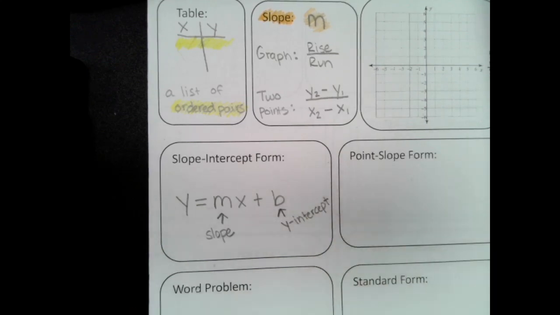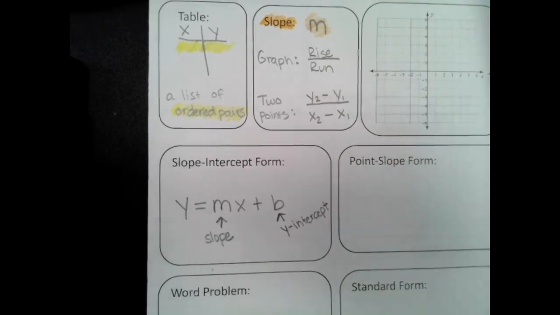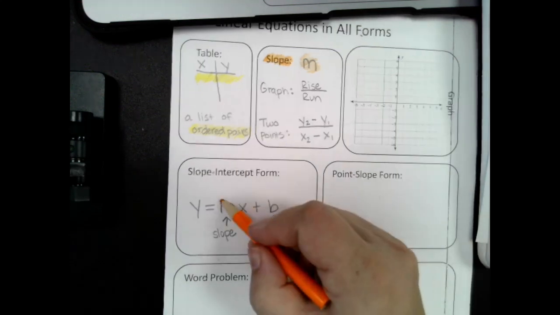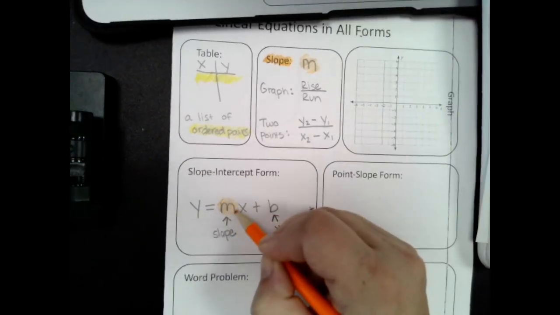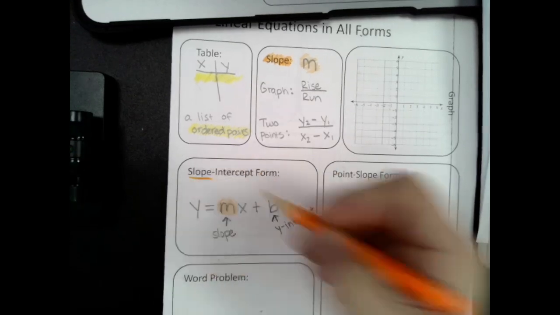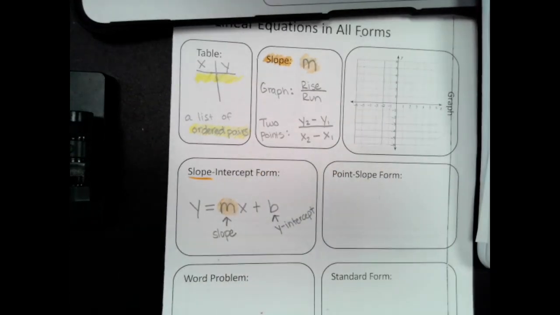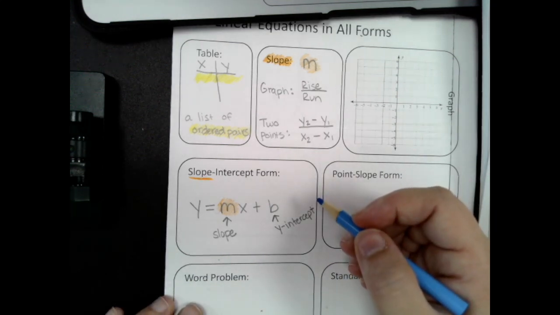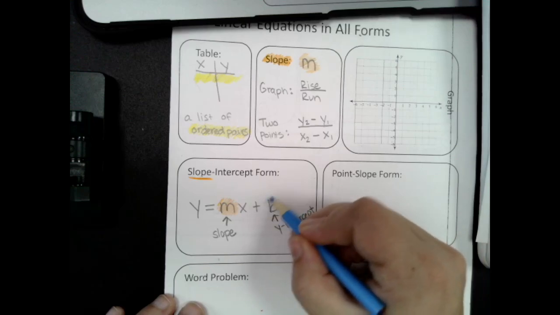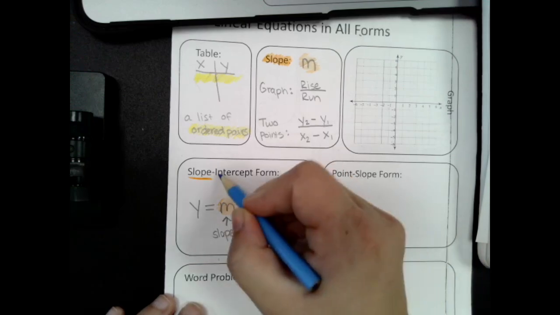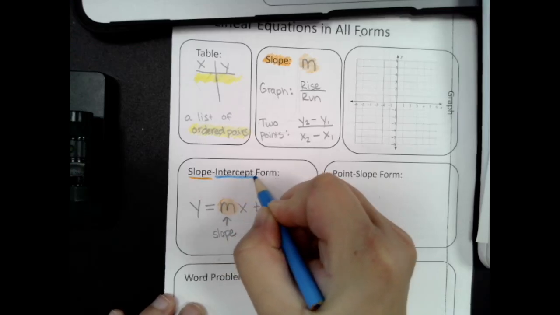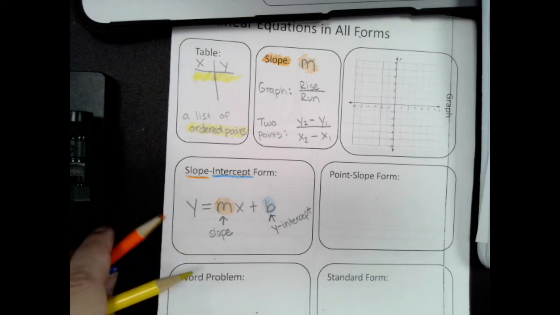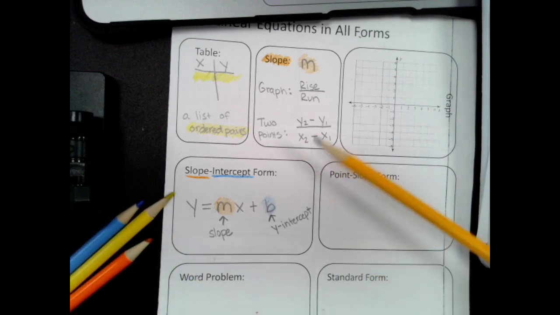So anytime I see slope today, I'm going to color code my slope the same color. I'm doing slope in orange. So my slope is orange. That's a slope. And then one last color today is blue. And I'm going to do blue with my y-intercepts. So I would find slope in the slope-intercept form.